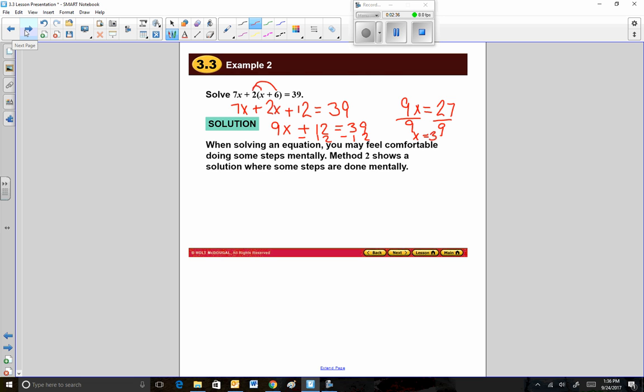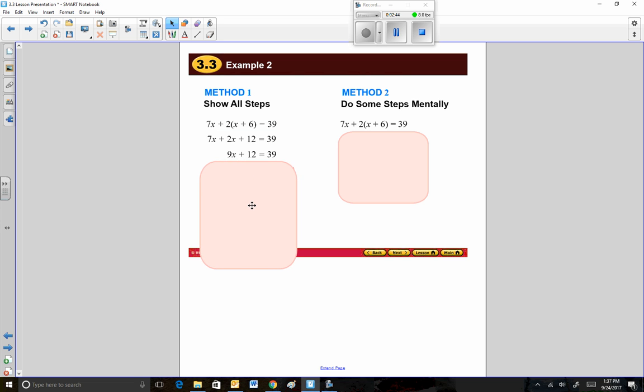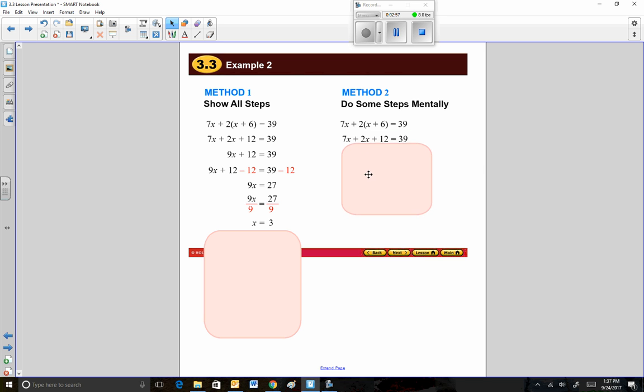Now I'll show you the computer printout, which is nice and neat. They show you 2 different methods. One method is going ahead and multiplying it out and then writing it horizontally. You do not need to copy that down. And then the other method is sometimes you do things mentally. So they're saying that you could do some steps mentally. So we could go ahead and step on down to 9x plus 12 equals 39. And then subtracting your 12, you get 27. And x is 3. You do not need to copy this page down at all. They were just showing you the different methods that could be used.